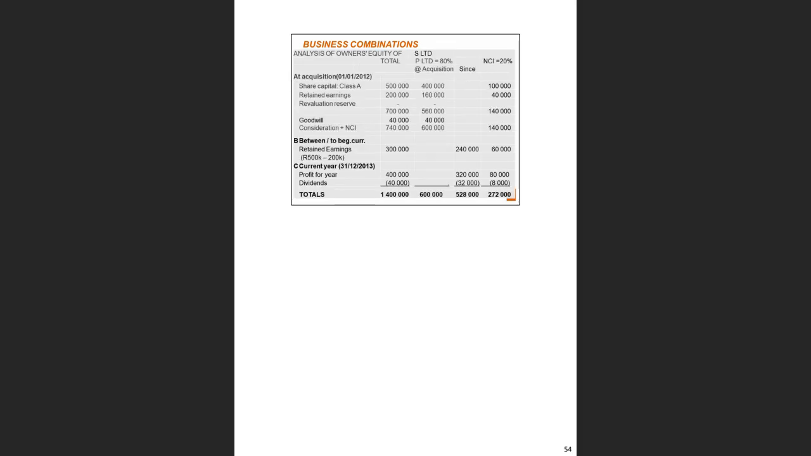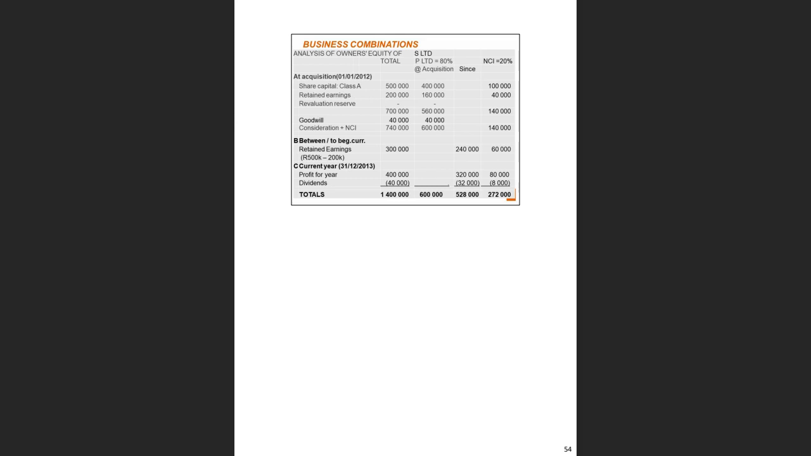So again, if you have a look at the next slide, it shows your opening balances, which a lot of you were able to calculate. So we calculated these opening balances here for the 1st of January 2013. The next slide again shows that analysis of owner's equity. It is the same as the previous one. I think I just put it here so that you wouldn't have to flip back so much.